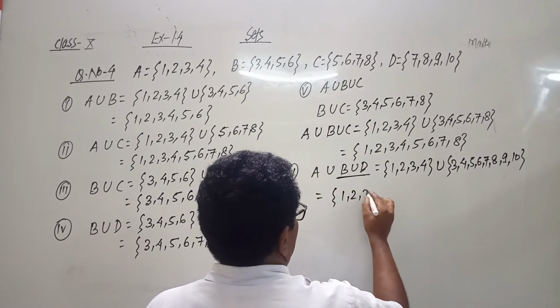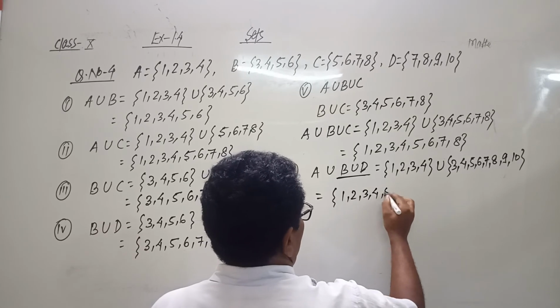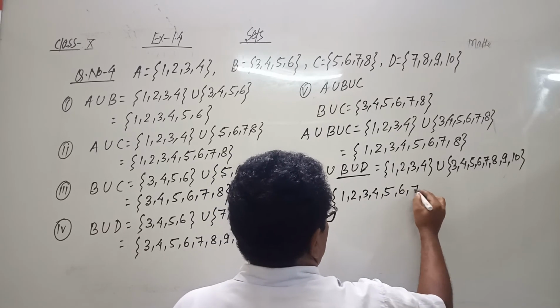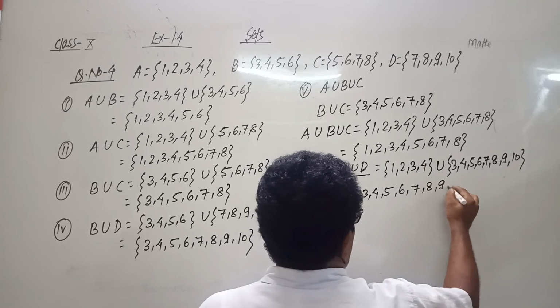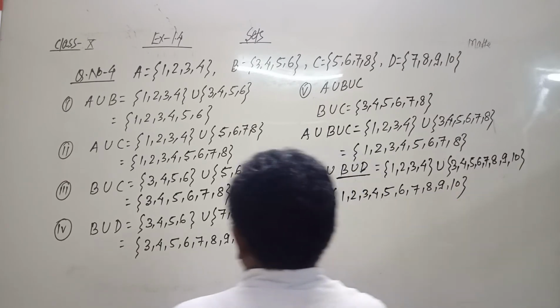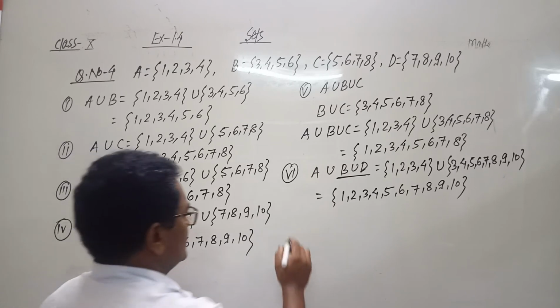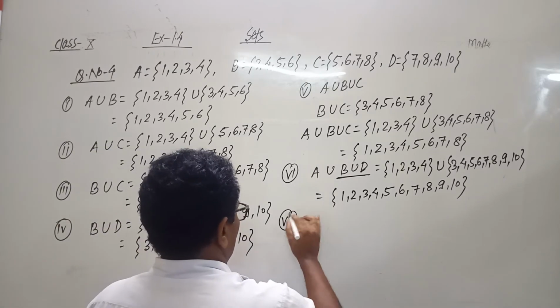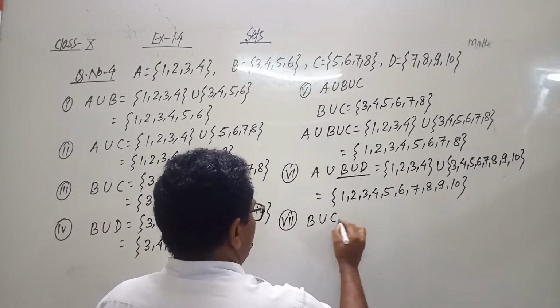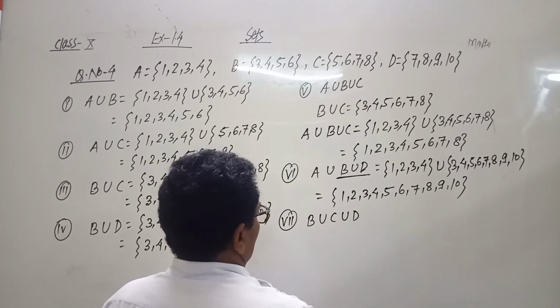So we get 1, 2, 3, 4, 5, 6, 7, 8, 9 and 10. This is A union B union D. Then we have to find B union C union D. Seventh part. B union C union D.